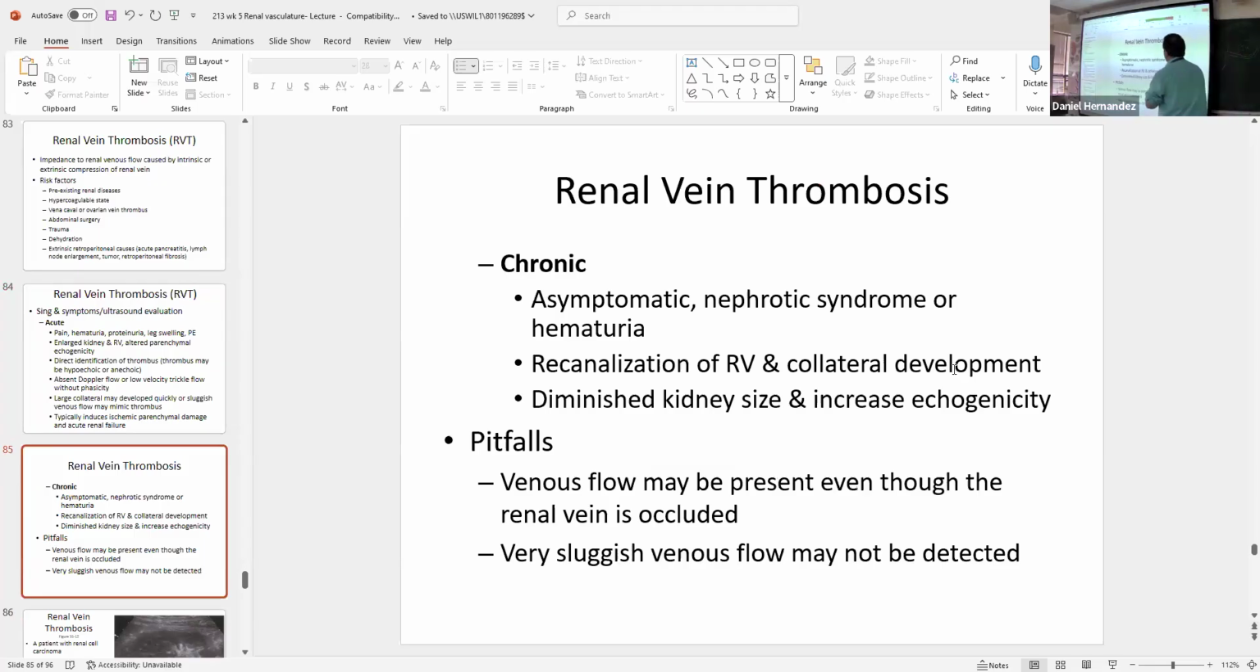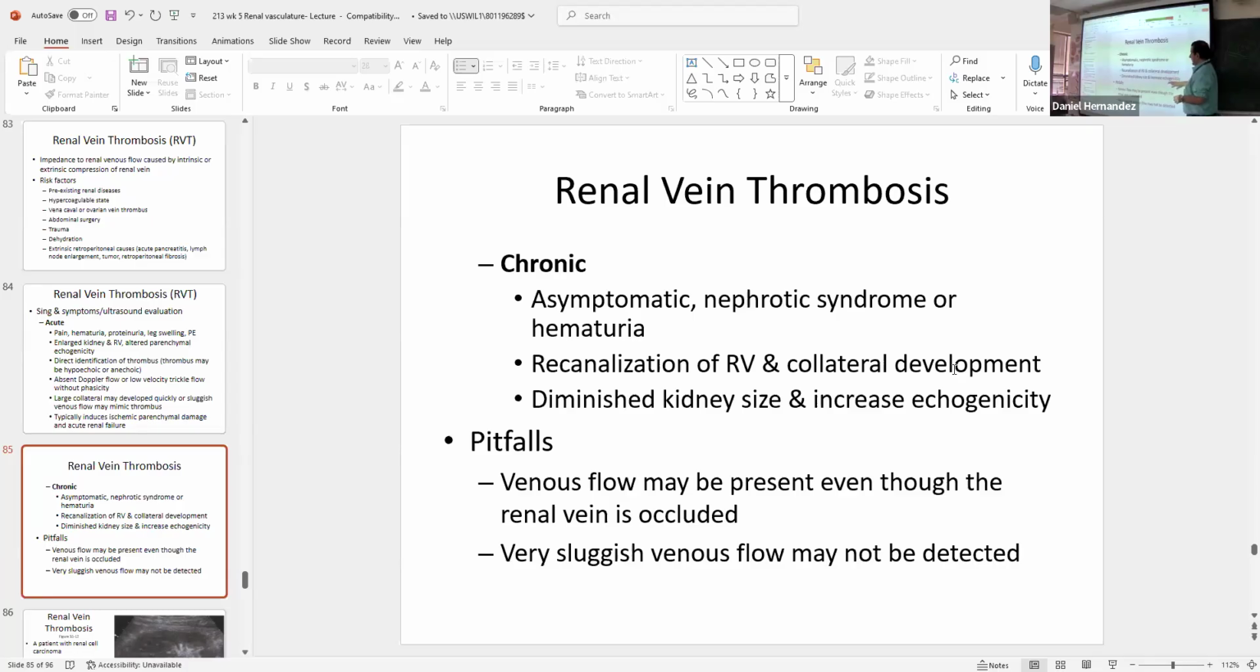So as it progresses and becomes chronic now, sometimes the patients might be asymptomatic, or they could have nephrotic syndrome. If they've done permanent damage to the kidney, they'll have blood in their urine. The renal vein, like any other vein that we've had a clot in, can become recanalized. So we can wind up with fibrotic scarring that we'd see in the vessels of the legs. We can have this, so we're all affecting the kidneys. There could be collateral development that occurs.